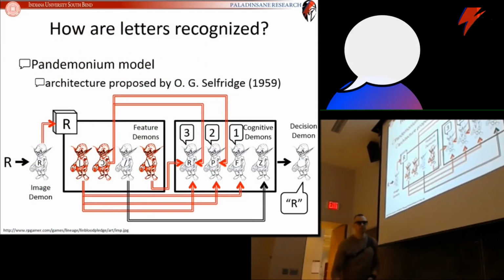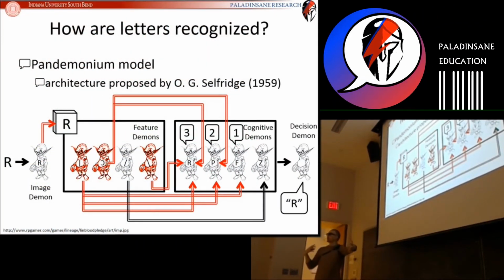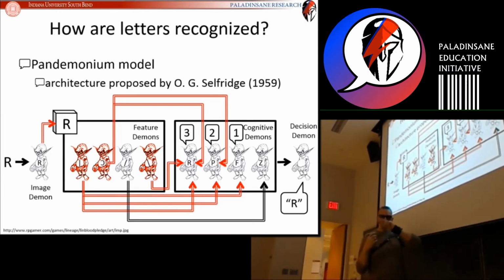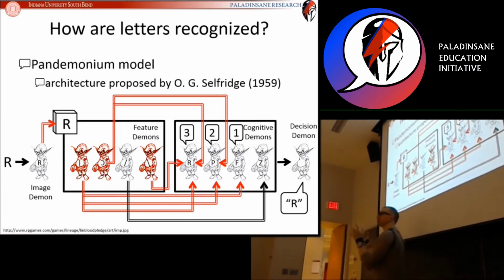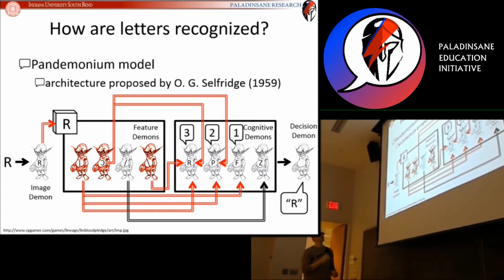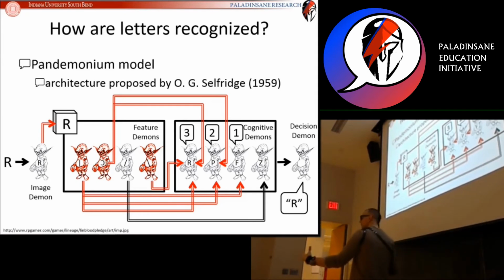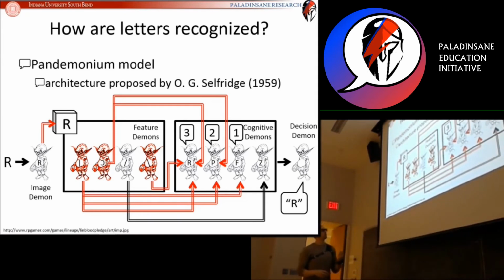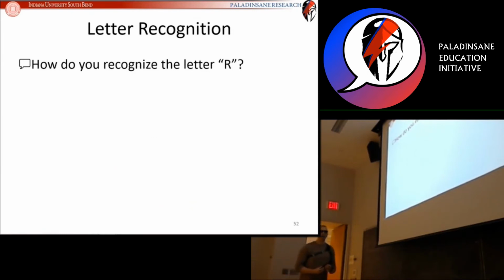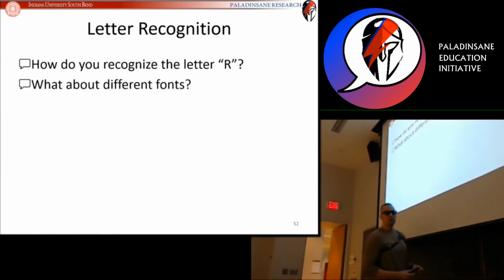All right, so far we have 2 separate models. 2 models that are equally good at explaining how we see and recognize this letter over here. How do we recognize this R? So we need a way to distinguish between those 2 models. And historically, what happened was that people started asking, well, how do we recognize the letter R, but in different fonts? So first off, is this something that we can actually do? Can we actually recognize letters in different fonts?